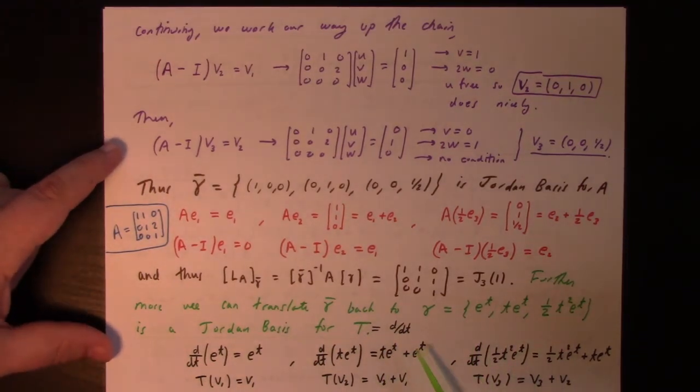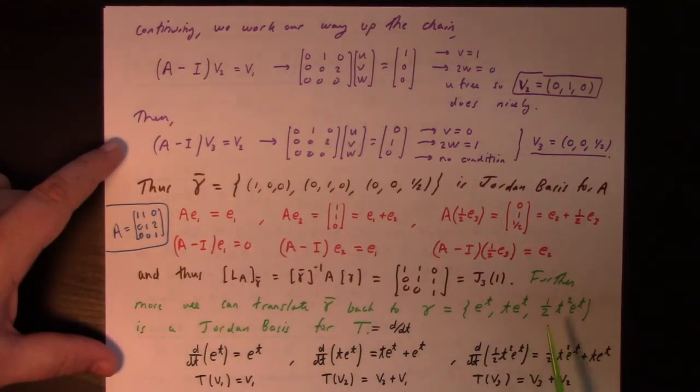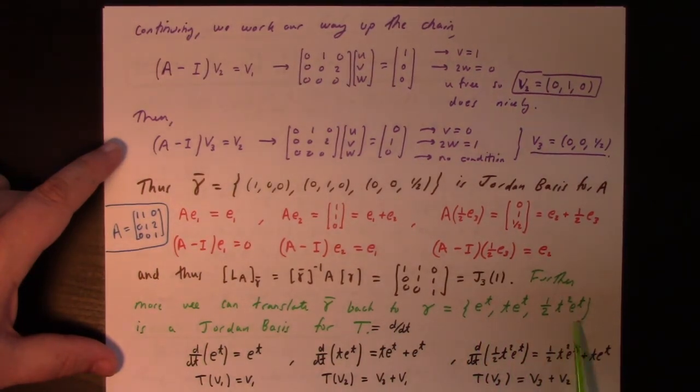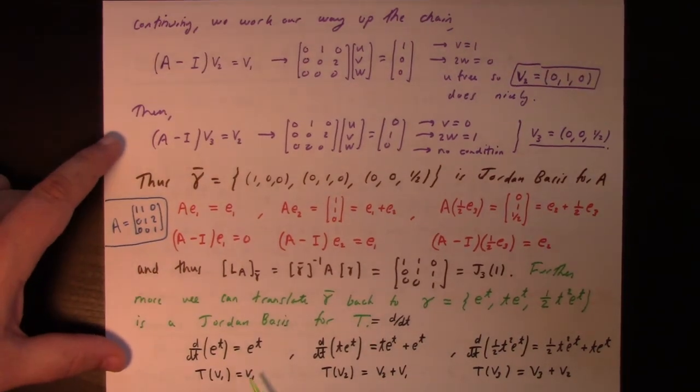Now I can translate back to the original polynomials, function space, and I can tell that gamma being e to the t, t e to the t, and 1/2 t squared e to the t will serve as a Jordan basis for T itself. Indeed, e to the t is an eigenfunction for the differentiation operator. T e to the t is not an eigenfunction, right? When you differentiate t e to the t, you get back t e to the t plus e to the t. That's actually a generalized eigenfunction with eigenvalue 1 and order 2.